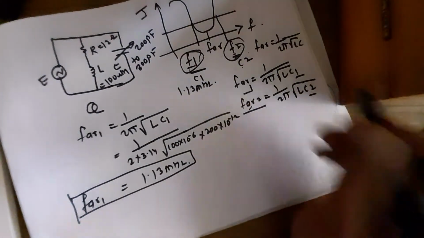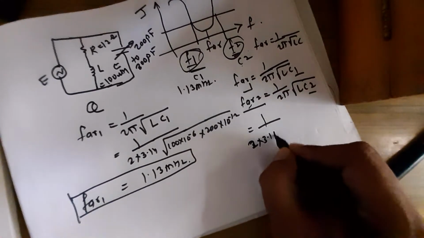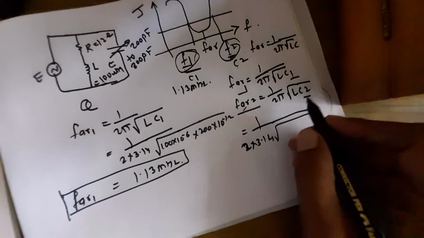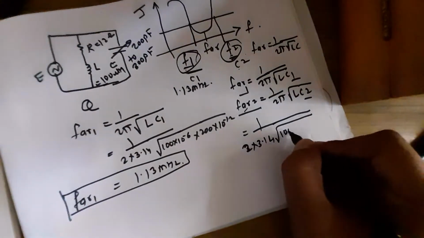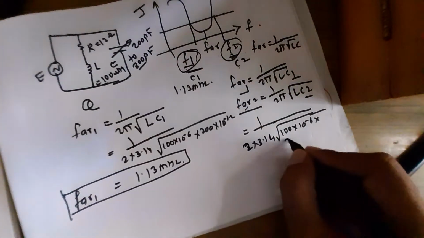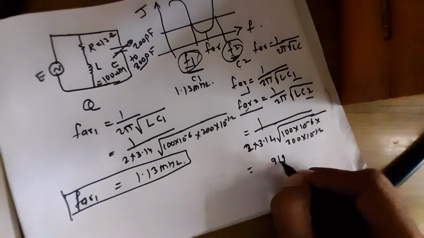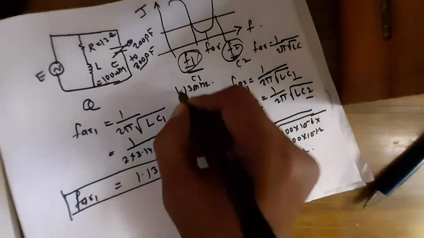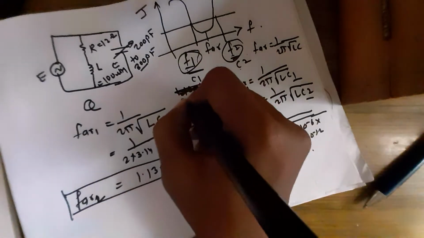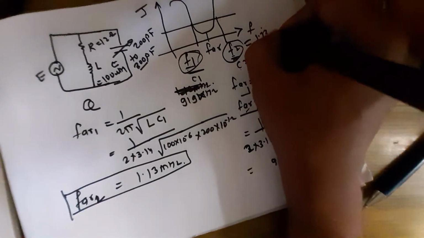Similarly, here the formula for FAR2 is given. So I will write down 1 into 2 into 3.14 into under root of L. Under root of L value is the same, 100 into 10 raised to minus 6 into C2. C2 value, just take it, 300 into 10 raised to minus 12. So here we will get 919 kilohertz. Okay, sorry, so this is F1 and this is F2. So lower is F1, 919 kilohertz. F2 value is 1.13 megahertz.